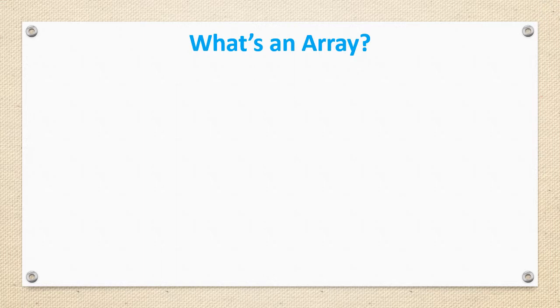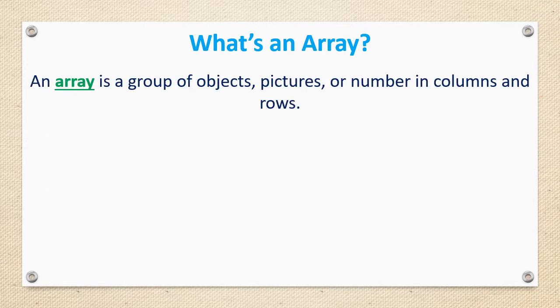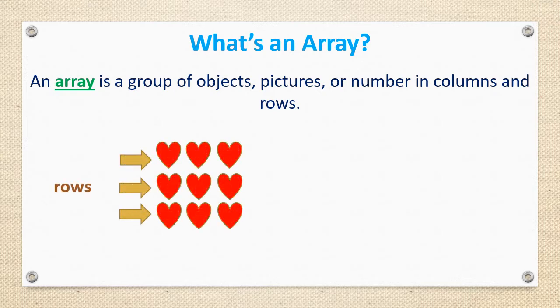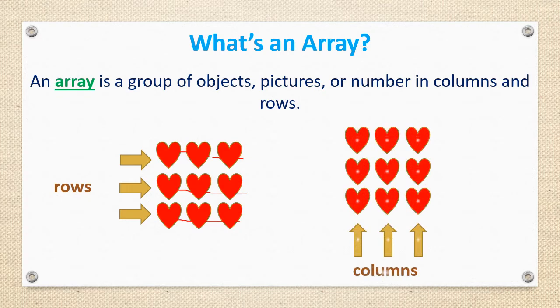You must be wondering what is an array. An array is a group of objects, pictures, or number in columns and rows. Look at this group of hats. We can see 3 rows over here. Let's count. 1, 2, and 3. Look at this group of hats. Here there are 3 columns. Let's check. 1, 2, and 3.